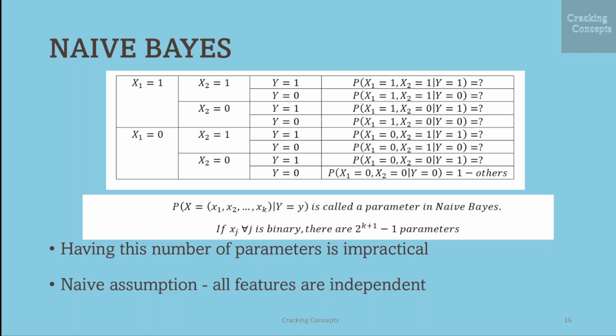In the figure, we see that 7 parameters are needed for this 2-feature binary data set. P of x equal to x1, x2, etc. xk given y equal to y is called a parameter in naive Bayes. So if xj for all j is binary, then we have 2 raised to k plus 1 minus 1 parameters. Having this number of parameters in a model is impractical. To solve this problem, a naive assumption is made. We pretend that all the features are independent.